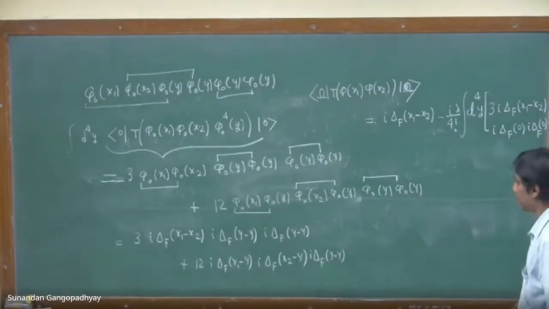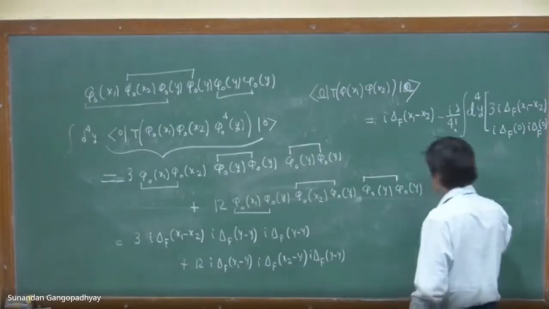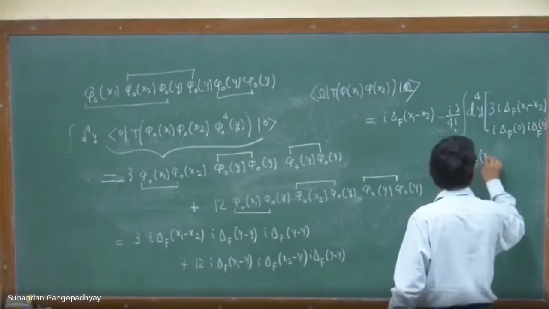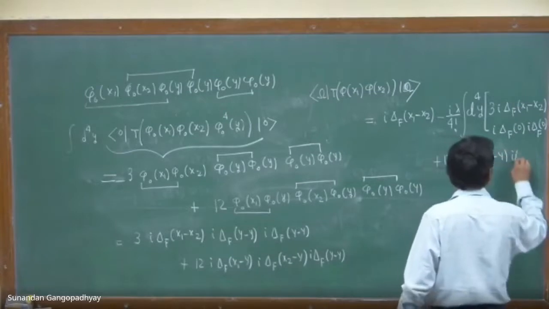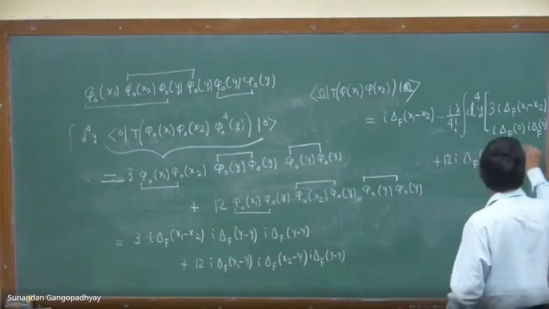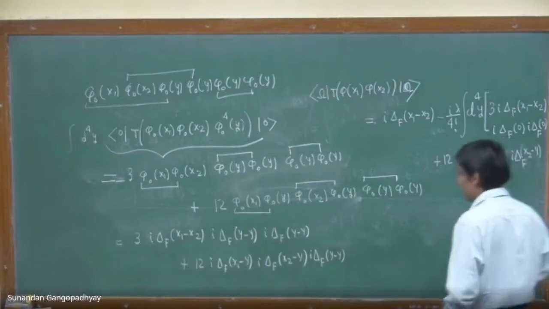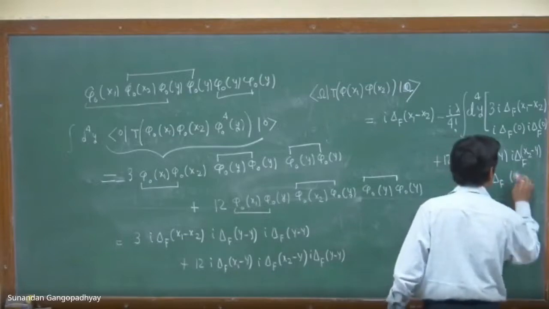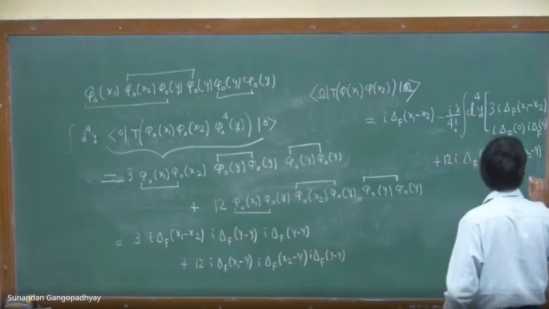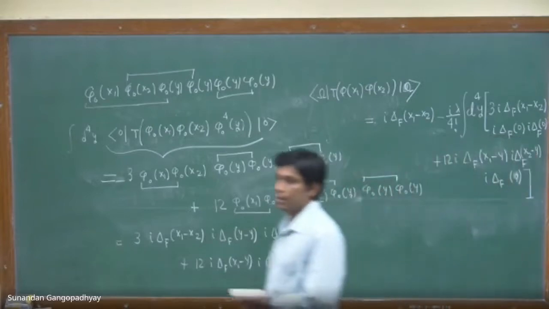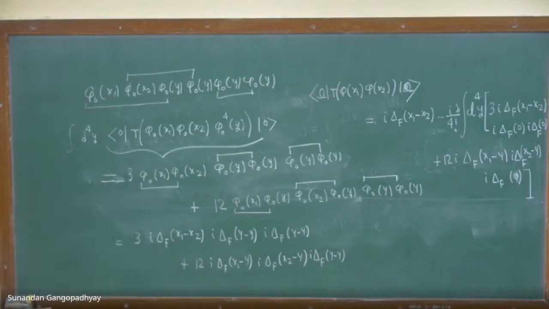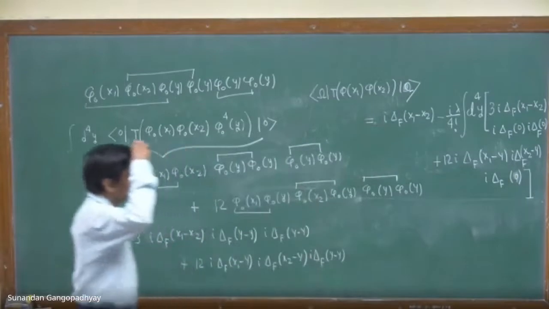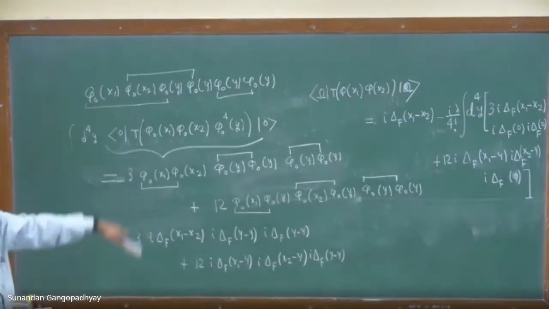Remember, it's y minus y, plus 12 i delta F x1 minus y, i delta F x2 minus y, into i delta F y minus y, which is once again 0. So this is the full result that we have obtained. Is this clear? So we have written up here. Remember, we need to calculate the denominator also.